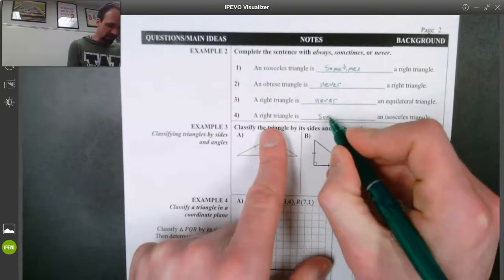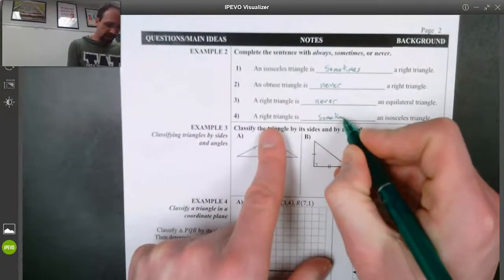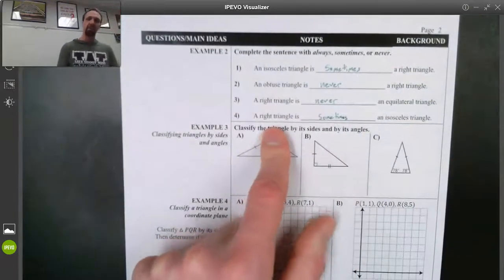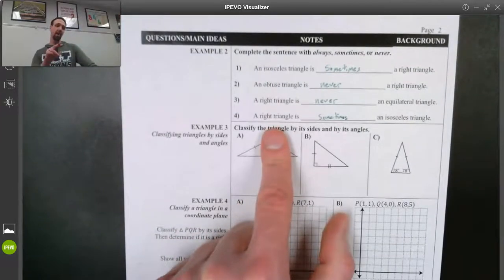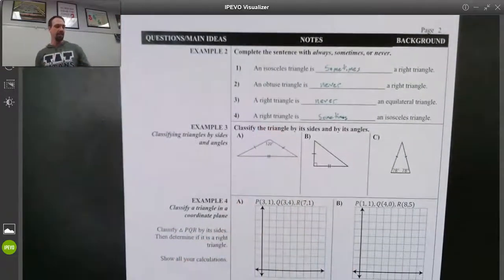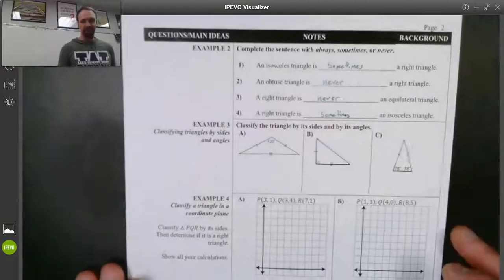A right triangle is sometimes an isosceles triangle. This is a rewording of the first one. If you said the first one was always, then you should have said this one is always true, because always means that it works both directions. So notice that that's sometimes.